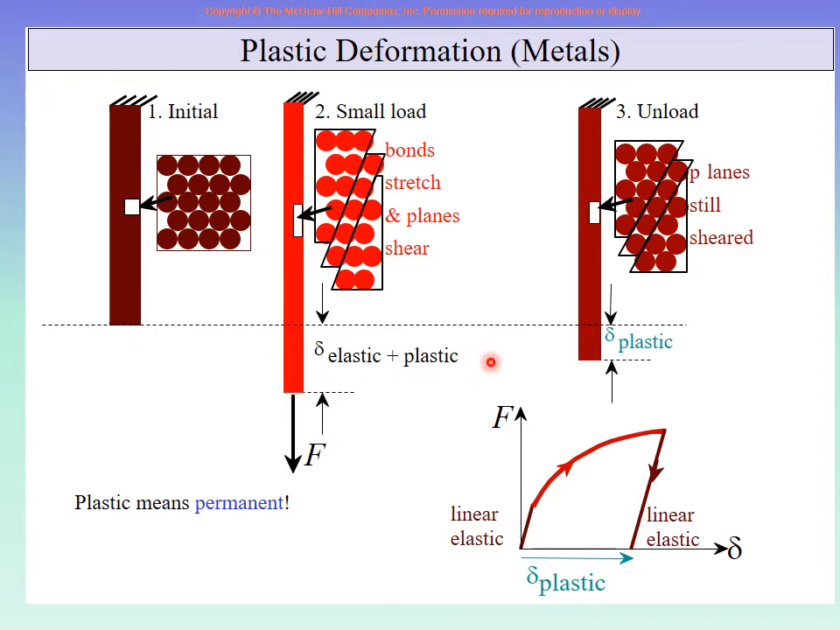Some of it has gone back, right? The portion that has gone back was the elastic portion, delta elastic, that has gone back, and the delta plastic is there. So plastic means permanent, right? Reversible, no. Some portion of it is still reversible, but some permanent deformation is there. So in terms of deformation, plastic here means permanent deformation.